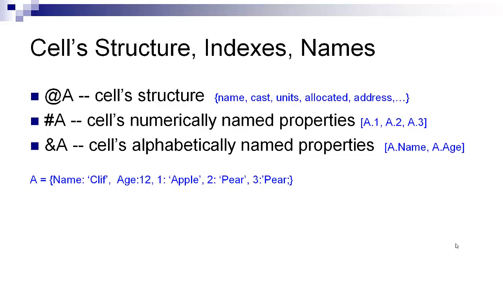To further extend this, we can use the # for saying I only want the numerically named properties, or the ampersand to say I want the alphabetically named properties. So we can treat a cell as anything we want.